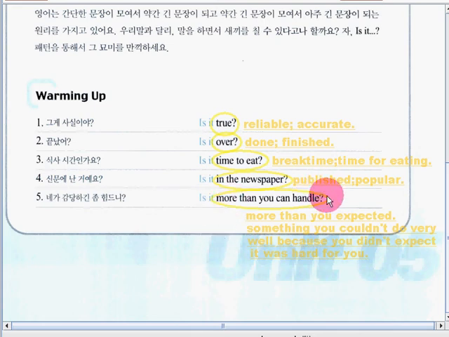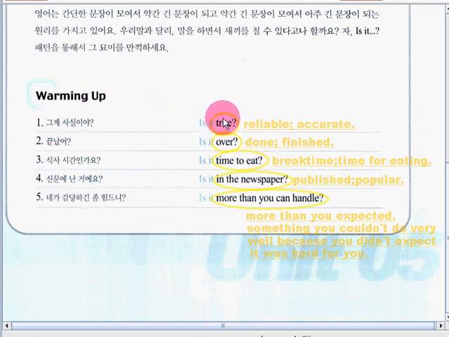When you say more than you can handle, that is more than you expected, okay? Or something you couldn't do very well because you didn't expect it, it was hard for you. Okay? So when someone asks you, is it more than you can handle? That means they're asking you if you can still do it, okay? Because you didn't expect it, so maybe you cannot do it very well. Very good.